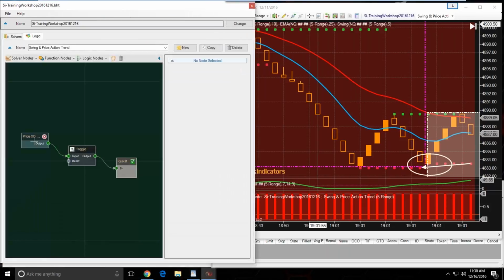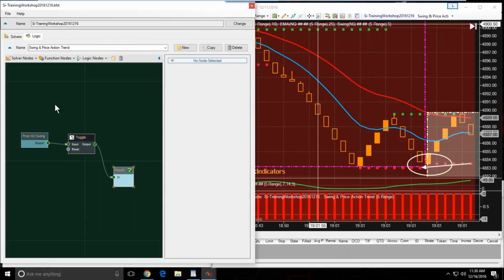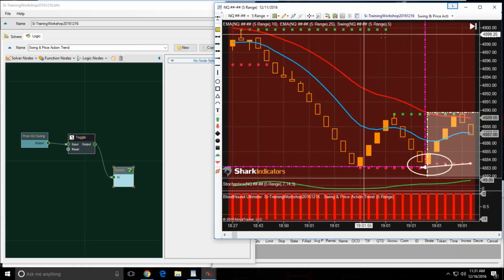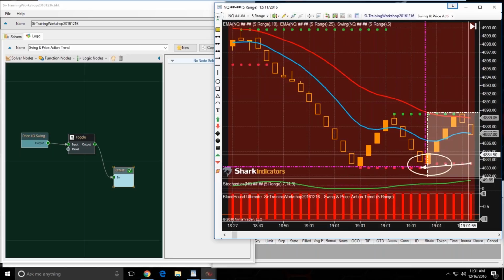Let's get into our logic board. There we go. And so this is going to be a comparison. So we're comparing the swing low plot to itself, and we're going to be comparing the swing high plot to itself. Right? So we're comparing the swing low plot, basically of the current bar.